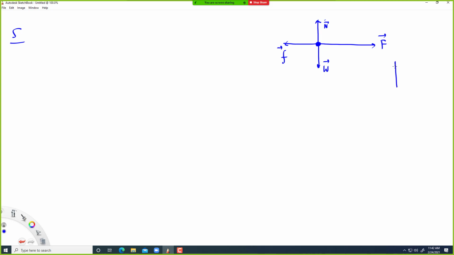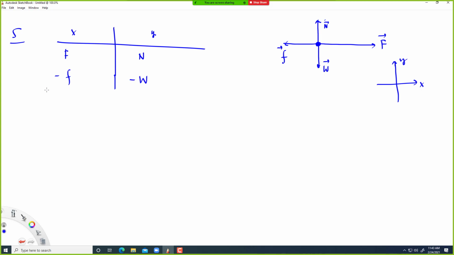And then let's define the coordinate system. So x coordinate is that, and y coordinate is that. So we have x forces and y forces. For x forces, we have push force. We don't need to write the arrow for that, just magnitude. And then friction force is negative because it's to the left. And on the y direction we have normal force and weight. Weight is negative, okay?